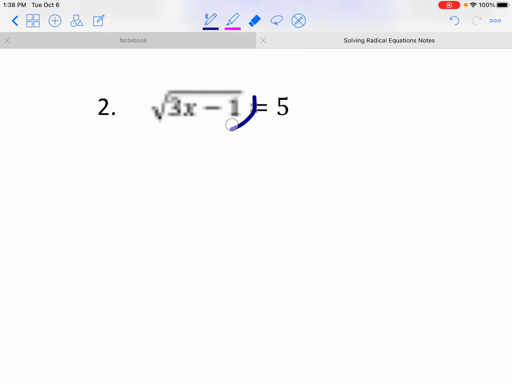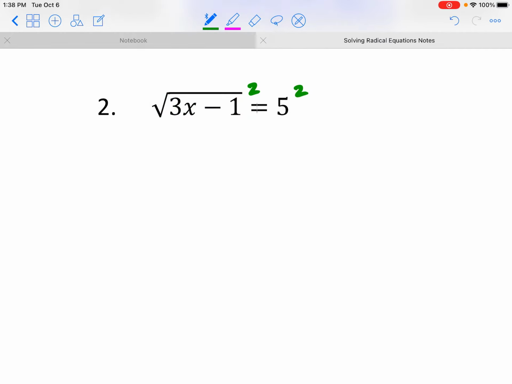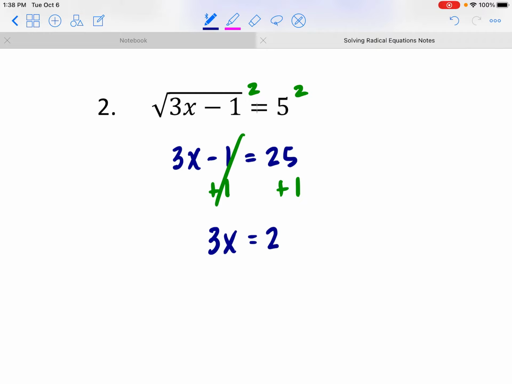So we're going to start this one by getting rid of the radical. We are going to start by squaring both sides. That's going to cancel the square root here and bring down the radicand, which is just the 3x minus 1. And then on the other side, 5 squared makes 25. Now that the radical is gone, I can get rid of my minus 1. So I'm going to add 1 to both sides. And 3x is equal to 26.